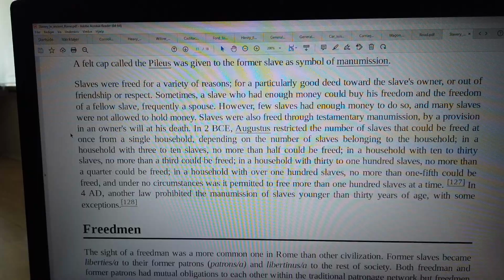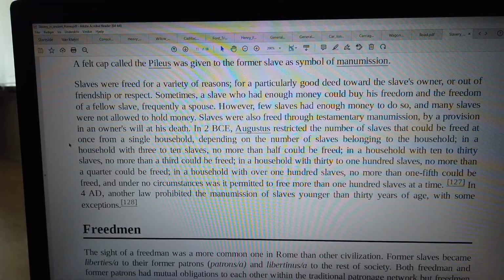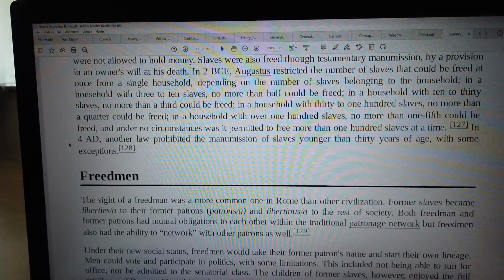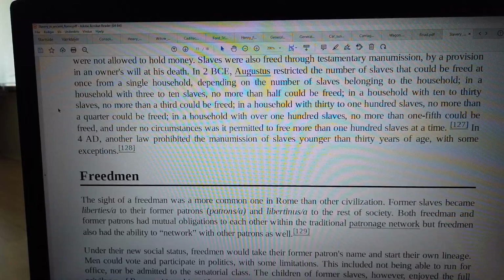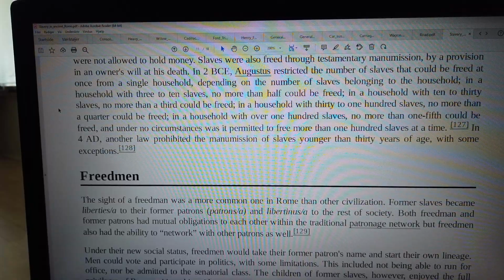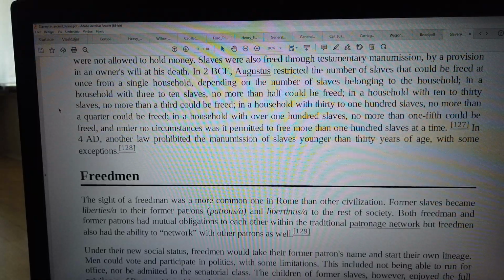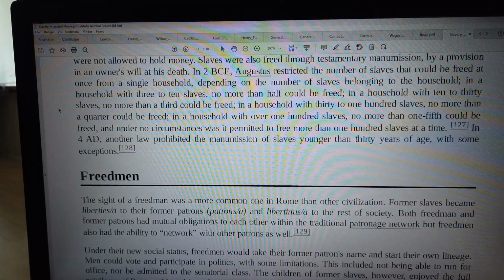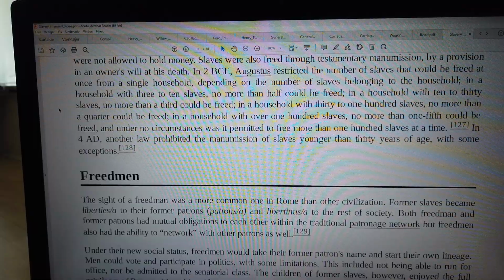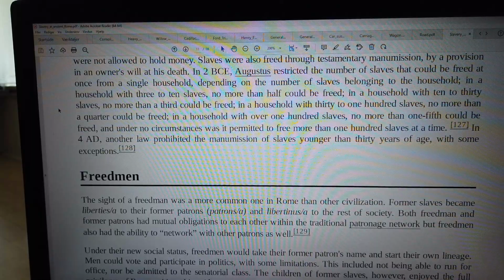In 2 BCE, Augustus restricted the number of slaves that could be freed at once from a single household, depending on the number of slaves belonging to the household. In a household with 3 to 10 slaves, no more than half could be freed. In a household with 10 to 30 slaves, no more than a third. In a household with 30 to 100 slaves, no more than a quarter. In a household with over 100 slaves, no more than one fifth could be freed, and under no circumstances was it permitted to free more than 100 slaves at a time.